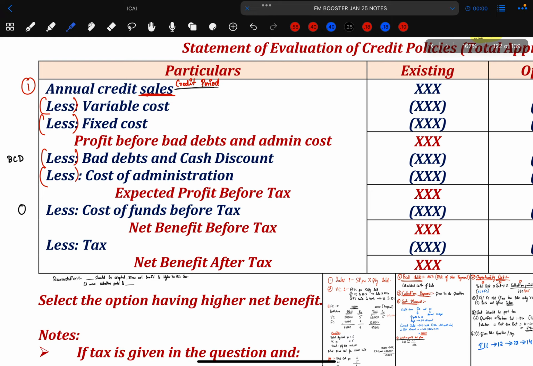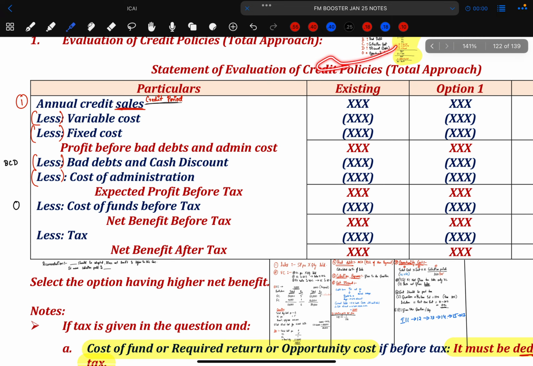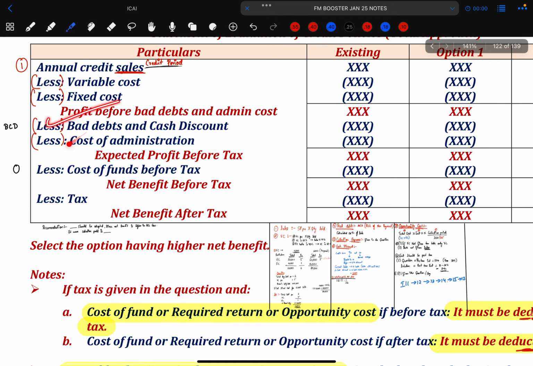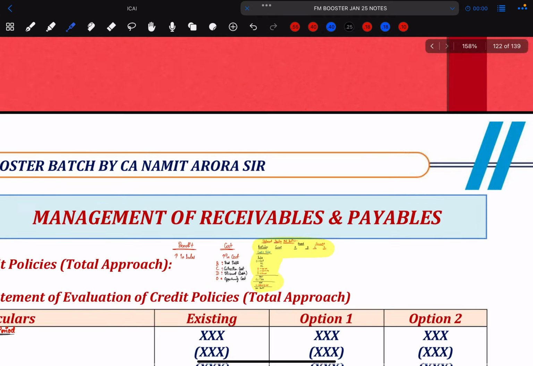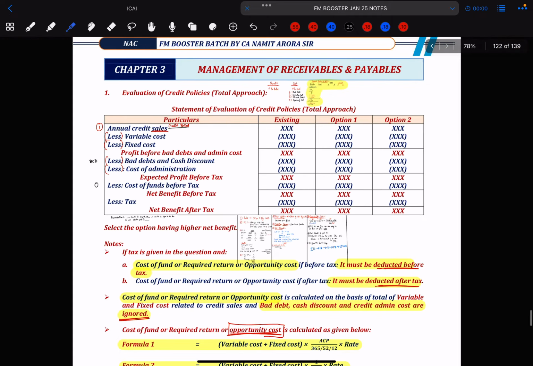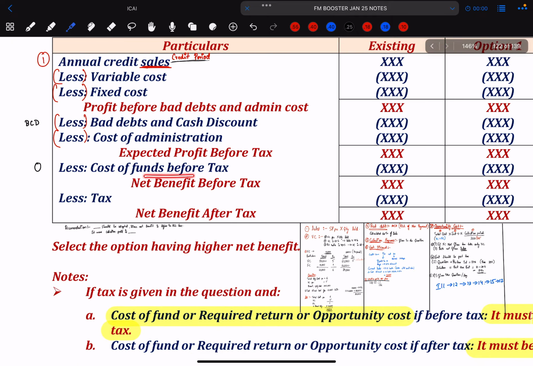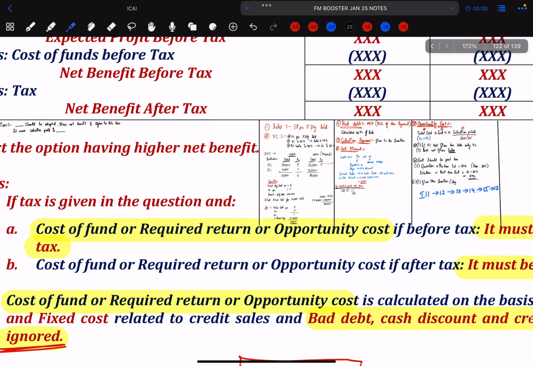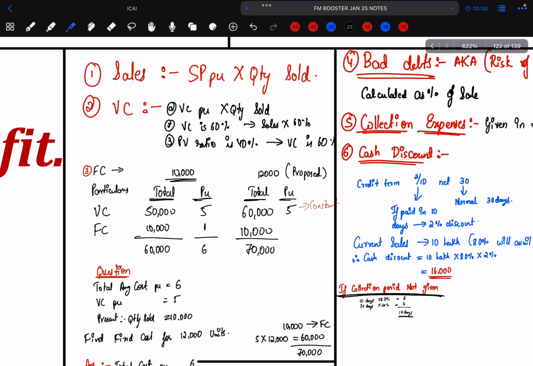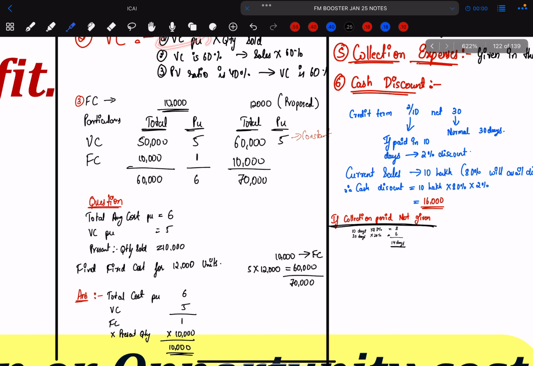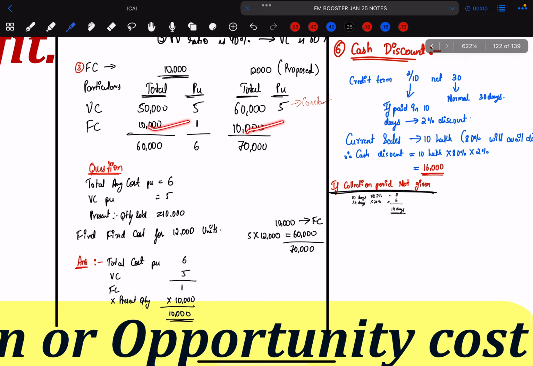Okay, so this is what they have told before itself. You're going to get sales, with variable and fixed cost, you're going to get minus, then bad debts and cost of administration, that is what I have told, that is collection expense and discount. And then later it is profit before tax, so they did not take that down seriously. Sales is price times quantity sold. This and all even kids know.